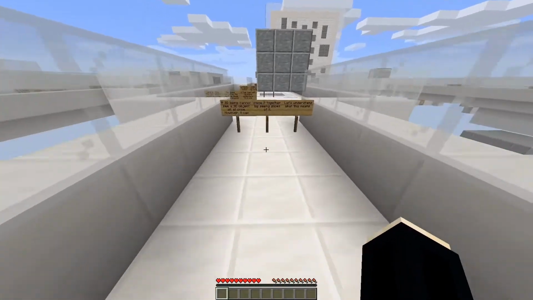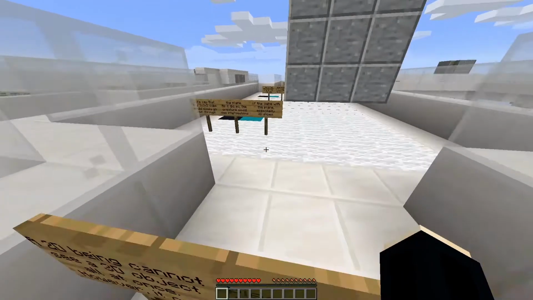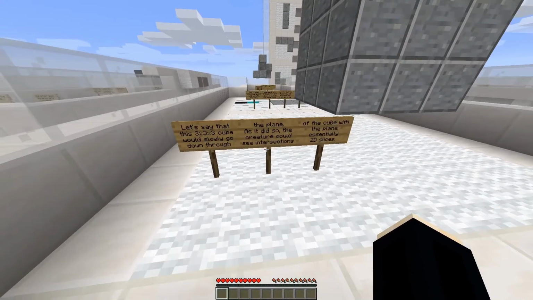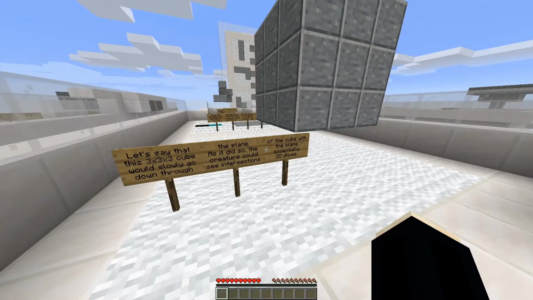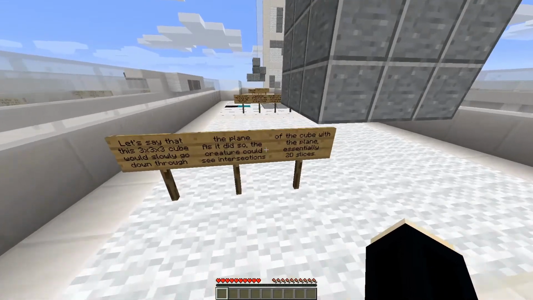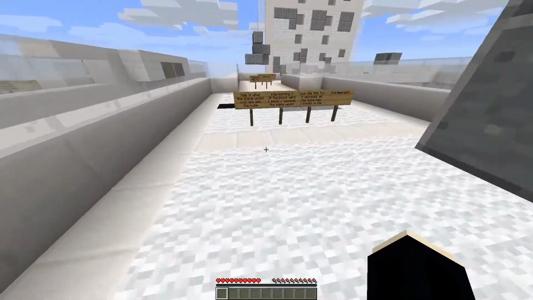Of course, slices. A two-dimensional being cannot see a three-dimensional object all at once. However, it can piece it together by seeing slices of it. Let's understand what this means. Let's say that this 3x3x3 cube will slowly go down through the plane. As it does so, the creature would see intersections of the cube with the plane, essentially two-dimensional slices.